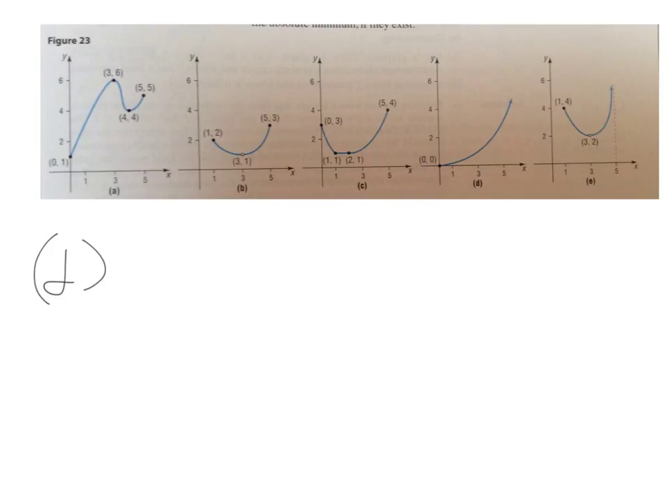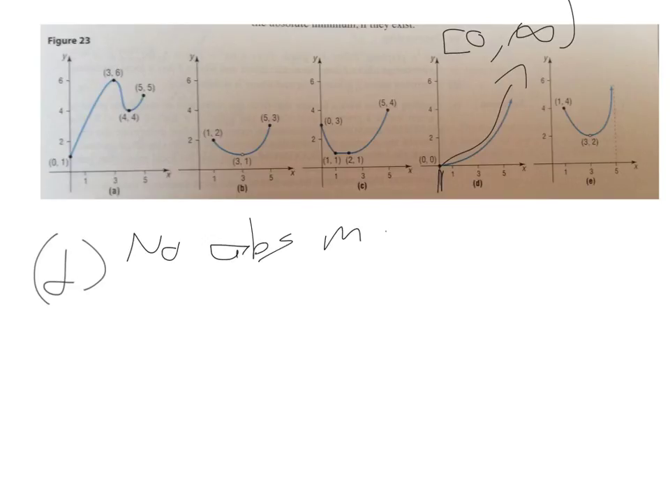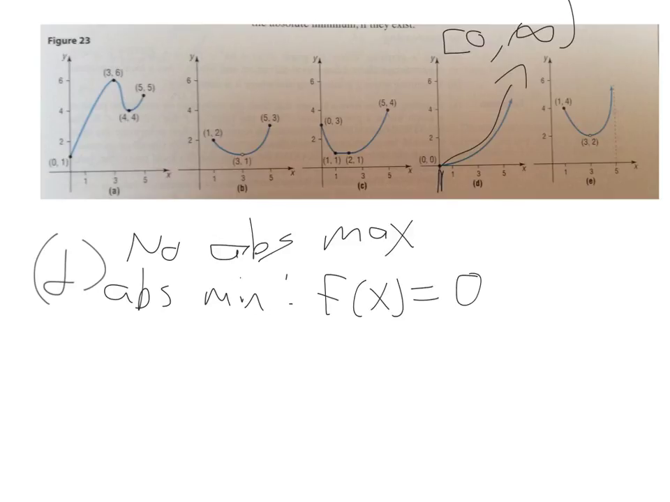Alright, and for part D, if you notice, it's closed for the left endpoint, but it keeps going on and on forever from 0 to infinity. It's constantly increasing, since the y values are increasing, there's no absolute maximum. But there is an absolute minimum. And this is when x equals 0 and the y value would be 0.